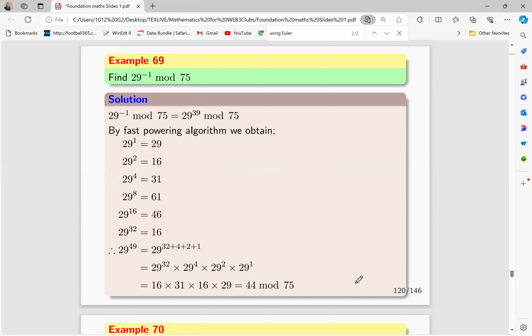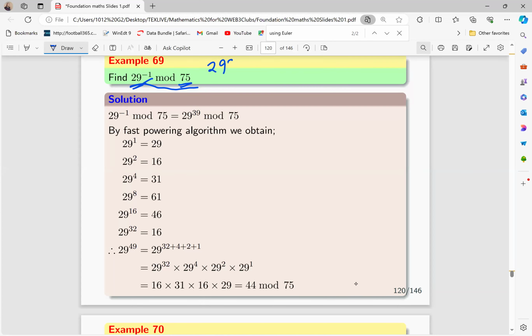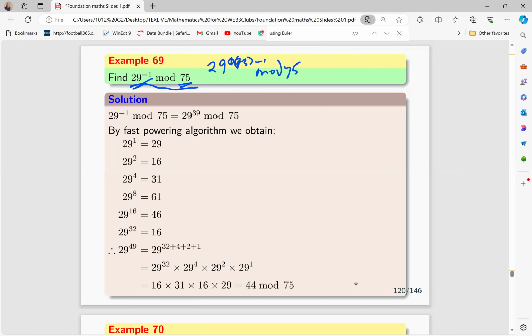Now it's just the same thing. I want just to do the same example so that it becomes clearer. What does Euler say about this inverse? Already these two are coprime. So Euler says that the inverse of 29 would be 29 raised to phi of 75, then minus 1, mod 75. So how do you find phi of 75? 75 is not a prime number.